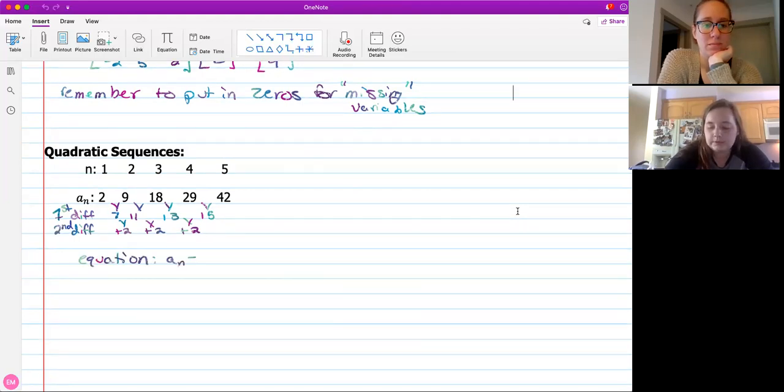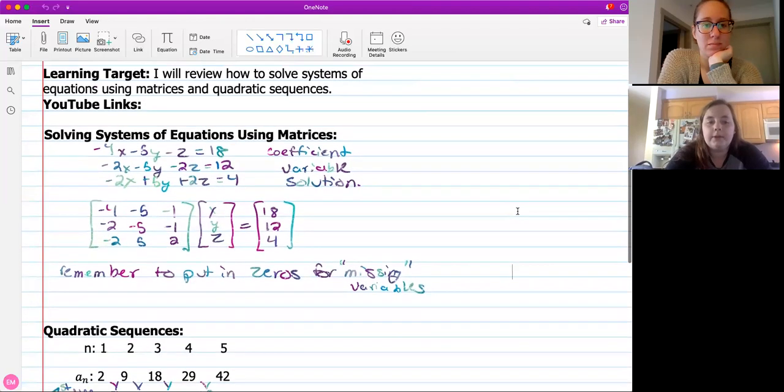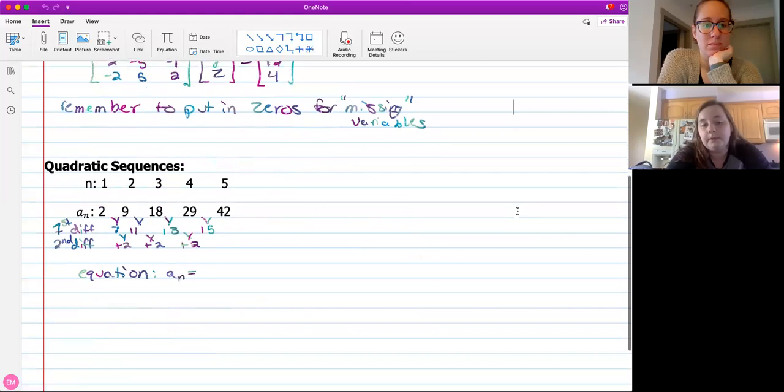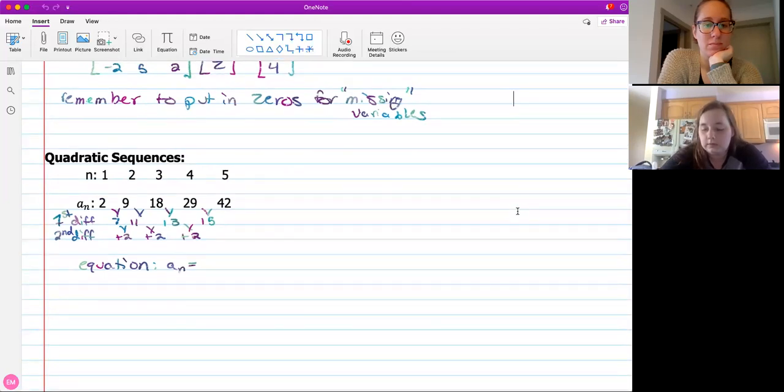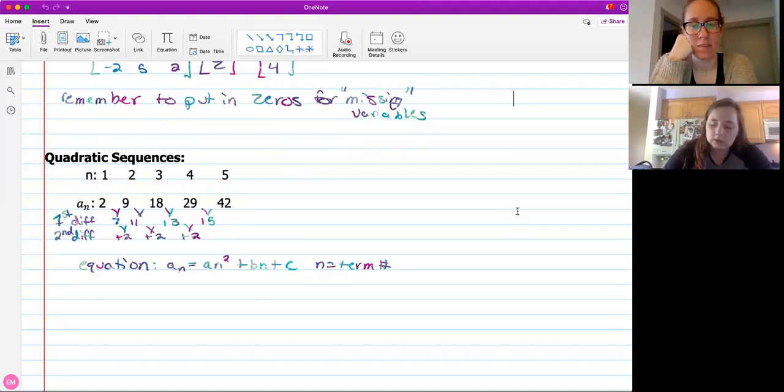And remember, this is going to end up working just like the system of equations I have up here, except the difference here is that we have to build our equations. And this is the formula that we use. And n is your term number. Again, that shouldn't be an unfamiliar formula. It's just the quadratic formula.